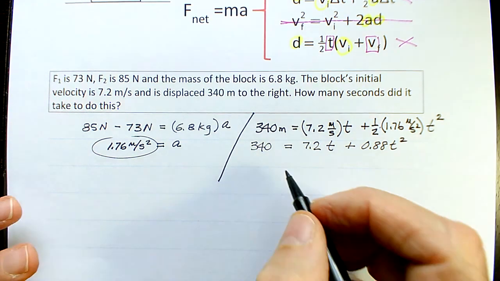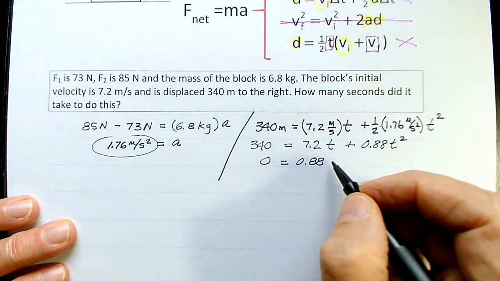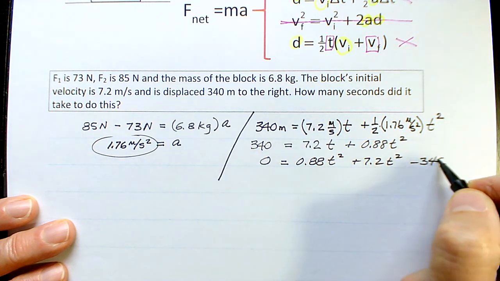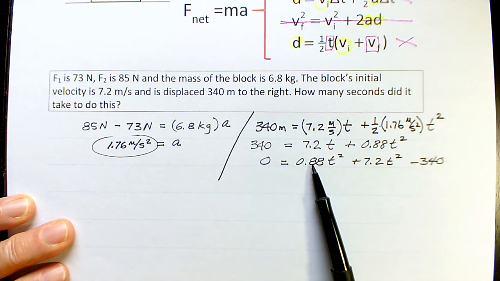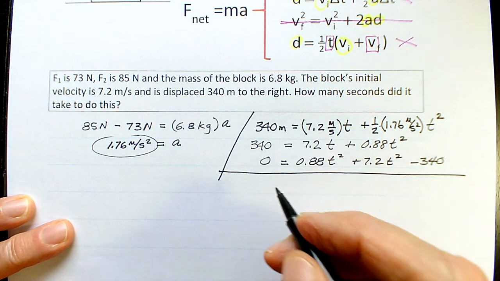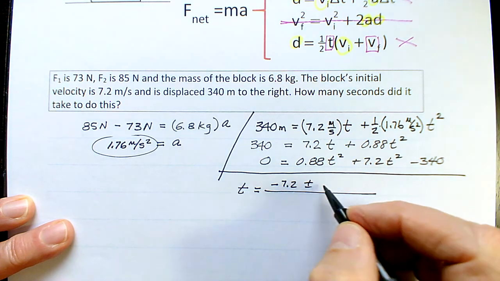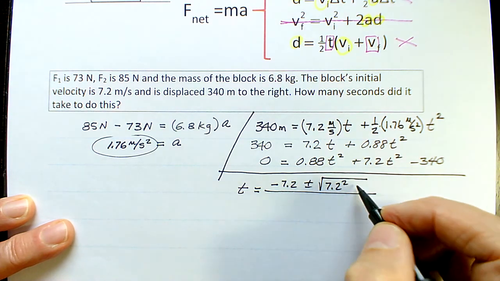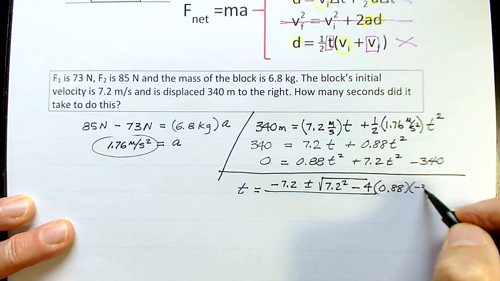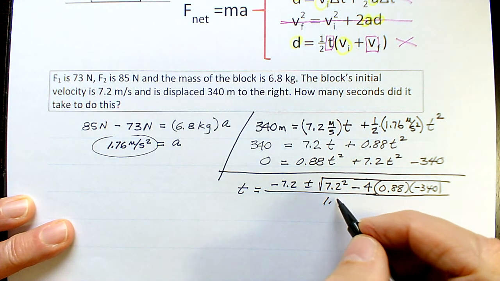Alright, so I have a quadratic which needs to be put into descending order with everything on one side, 0 on the other side. So if you recall from the last chapter, this enables us to identify the a coefficient, the b coefficient, the c coefficient that we're going to use in our quadratic formula to solve for time. So time in this case is going to be negative 7.2 plus or minus the square root of 7.2 squared minus 4 times 0.88 times negative 340, and so the 2 negatives cancel. 2a is 1.76.